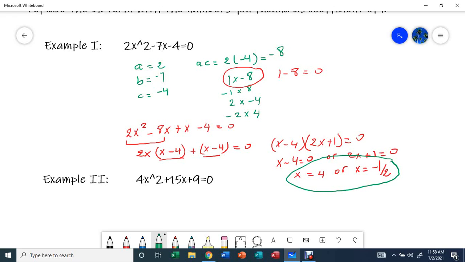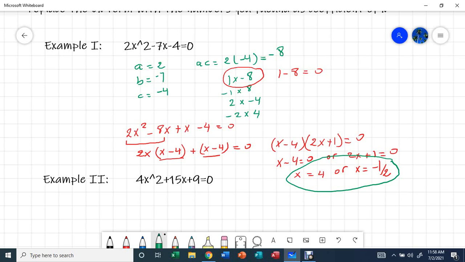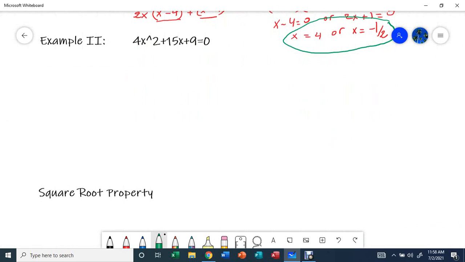So let's do one more example just to better understand this way of solving a quadratic equation by factorization by groups. So let's do it the same way here. So A is 4, B is 15, and C is 9. So do A times C, I get 4 times 9, which is 36.